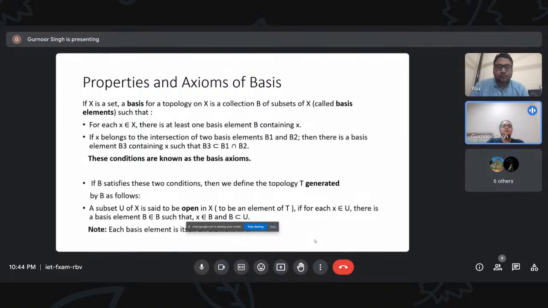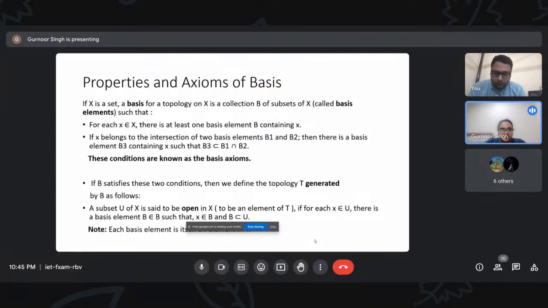So, properties and axioms of basis. If X is a set, then a basis for a topology on X is a collection B of subsets of X such that for each small x belonging to capital X, there is at least one basis element B containing x. If x belongs to the intersection of two basis elements B1 and B2, then there is a basis element B3 containing x such that B3 is contained in the intersection of B1 and B2. These conditions are known as the basis axioms.